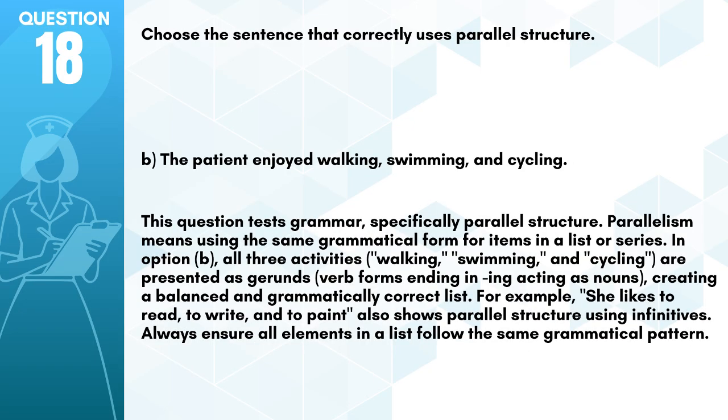Answer: B. The patient enjoyed walking, swimming, and cycling. This question tests grammar, specifically parallel structure. Parallelism means using the same grammatical form for items in a list or series. In option B, all three activities, walking, swimming, and cycling, are presented as gerunds, verb forms ending in ing acting as nouns, creating a balanced and grammatically correct list. For example, she likes to read, to write, and to paint also shows parallel structure using infinitives. Always ensure all elements in a list follow the same grammatical pattern.